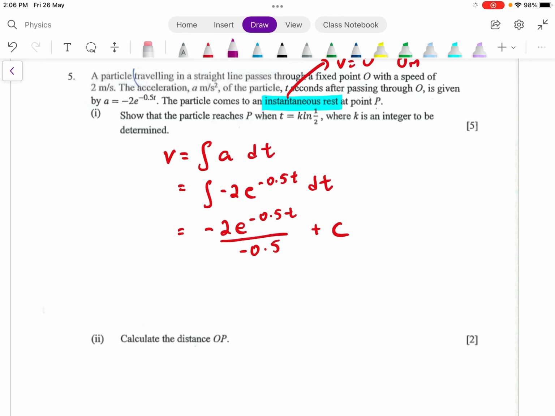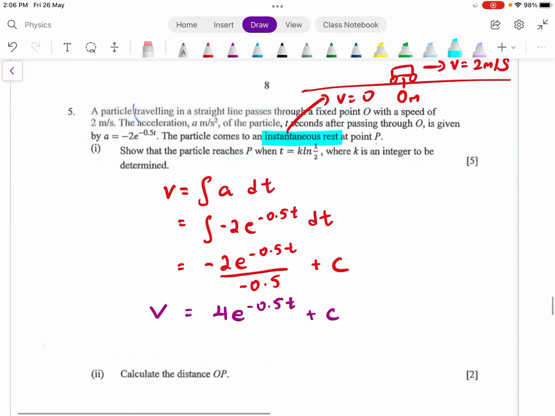So negative 0.5t divided by negative 0.5, plus c. Always remember to plus the c. So it's equal to 4e^(negative 0.5t) plus c. Okay, so that's the speed time equation. But I need to find the c also, because c is a constant to be determined, right?